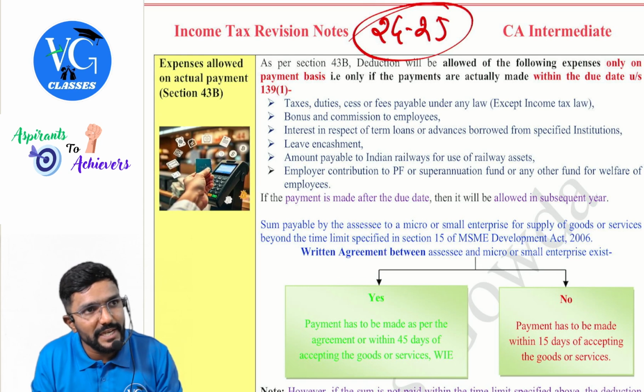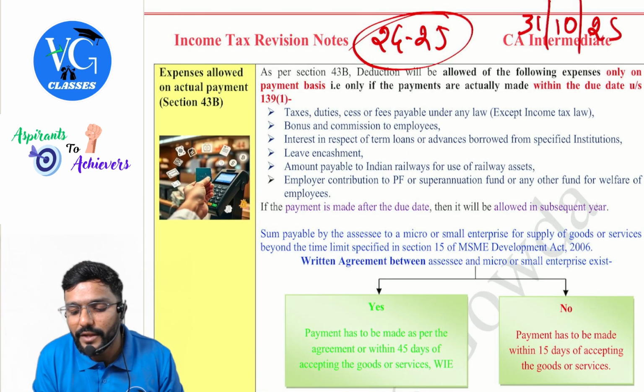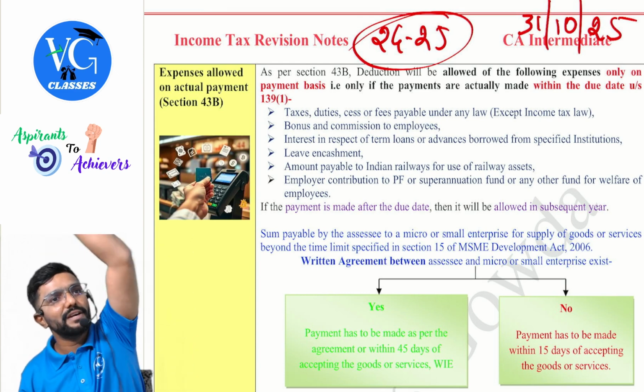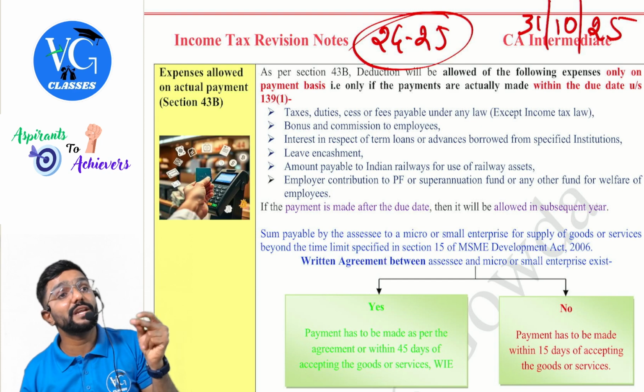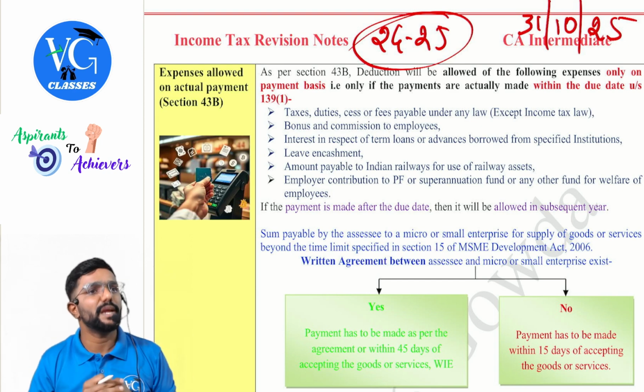If you don't pay the expenses relating to 24-25 within 31st October 25, then you cannot claim it in this year. Assume you paid it in November or December of next year. When will you claim it? Next year. This year it is disallowed. Next year you can claim it.